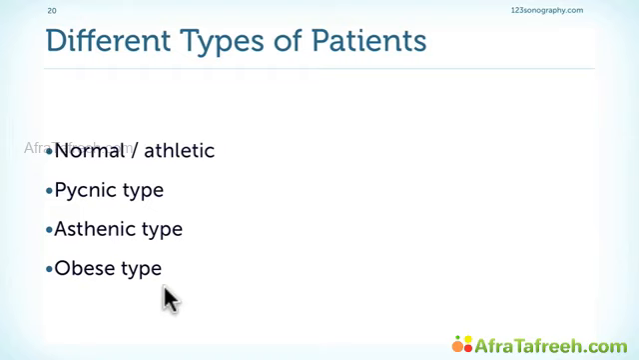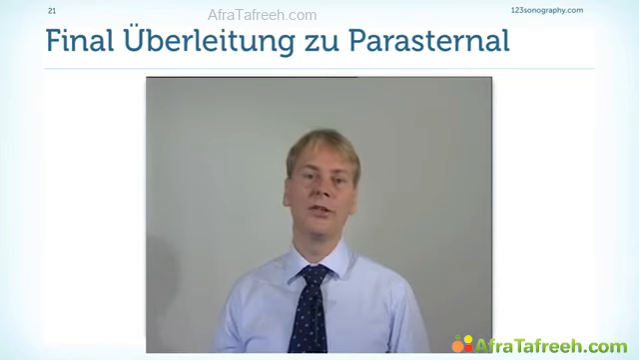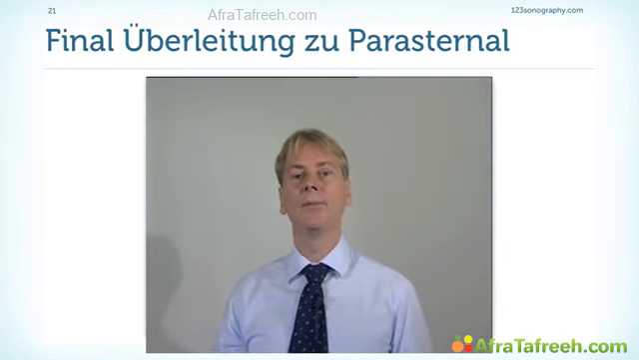Finally, I just want to mention that it makes a difference if you image a patient who has a normal habitus or athletic habitus, or if he is more picnic, asthenic, or obese. These types obviously influence the position of the heart and thereby your transducer position and also the window. But I'm certain that if you image a lot of patients, you will intuitively know which patient type will have to be imaged from which position or where the window is in these patients. So let's start with the first window that we use in every patient, the parasternal window.